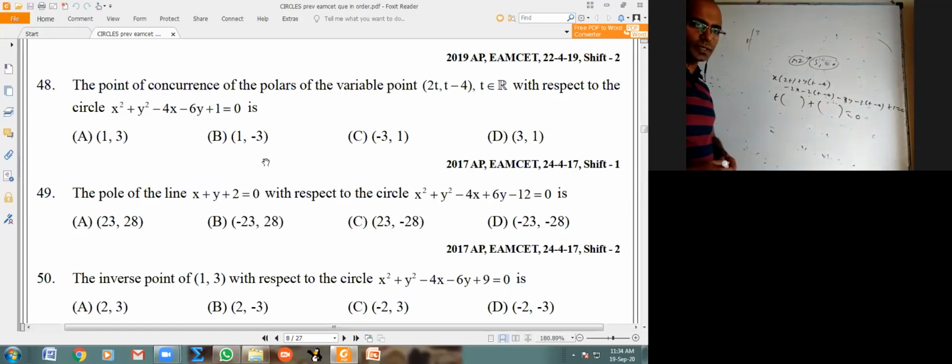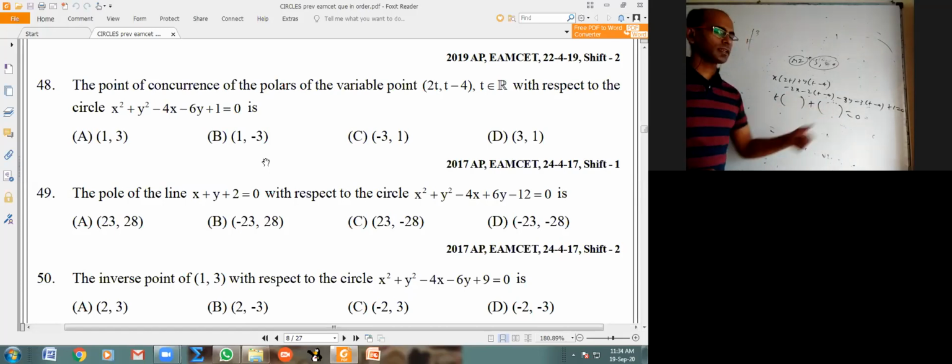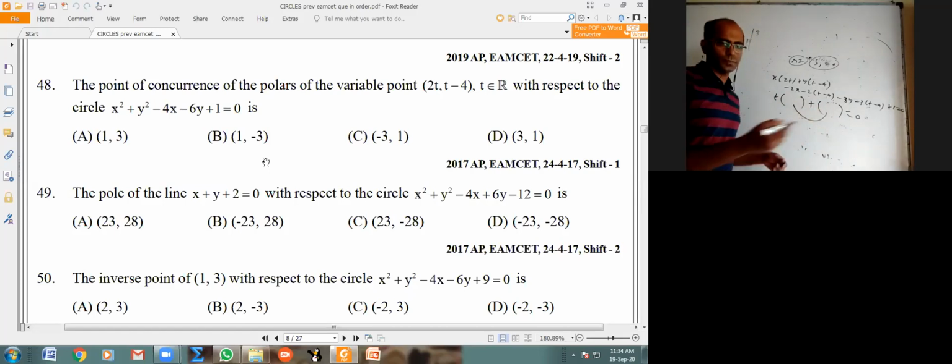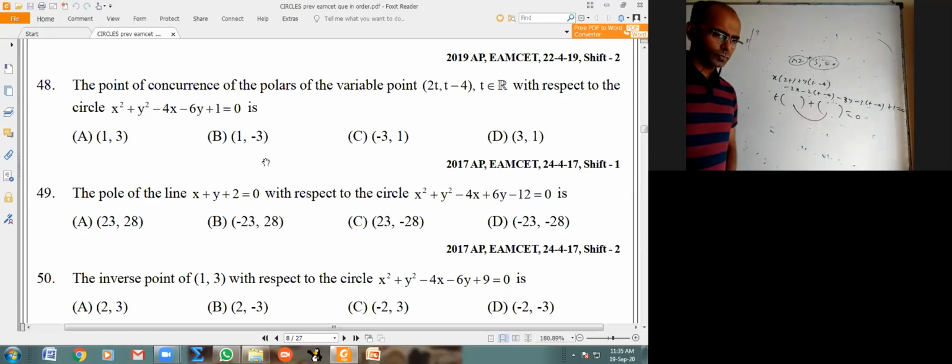What will that represent? A family of concurrent lines: one line plus t into another line equal to 0. Solve these two, and you will get the point of concurrence of the family of lines. Directly get the option. Is it okay, Nayan? Uday asked it, sir. Uday, sorry. Uday, is it okay?